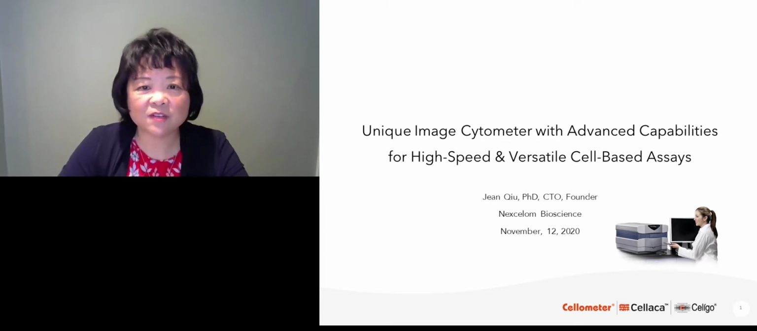Good morning, good afternoon. Today, I'd like to talk about a unique image cytometer with advanced capabilities for high-speed, versatile cell-based assays.